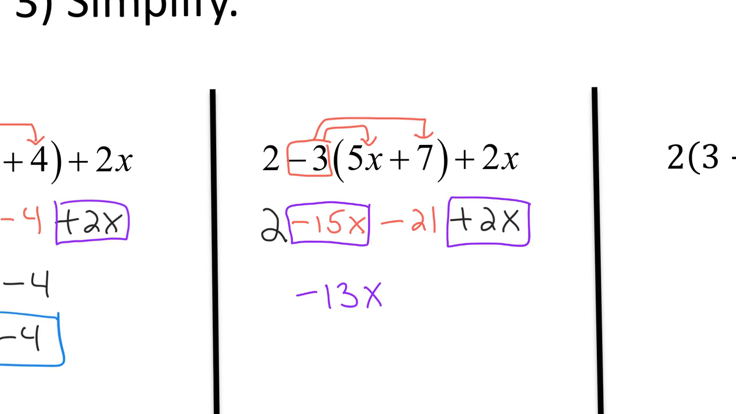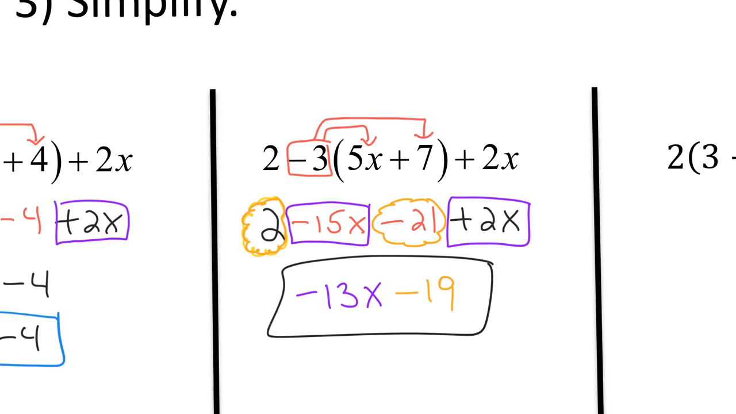Now you combine the constants. So there's a positive 2 right there, and you have a minus 21 over here. So 2 minus 21, that's negative 19. So you have a negative 13x minus 19. Those are not like terms because 19 doesn't have an x, so it's not the same thing as negative 13x because of the x. So my answer is negative 13x minus 19.